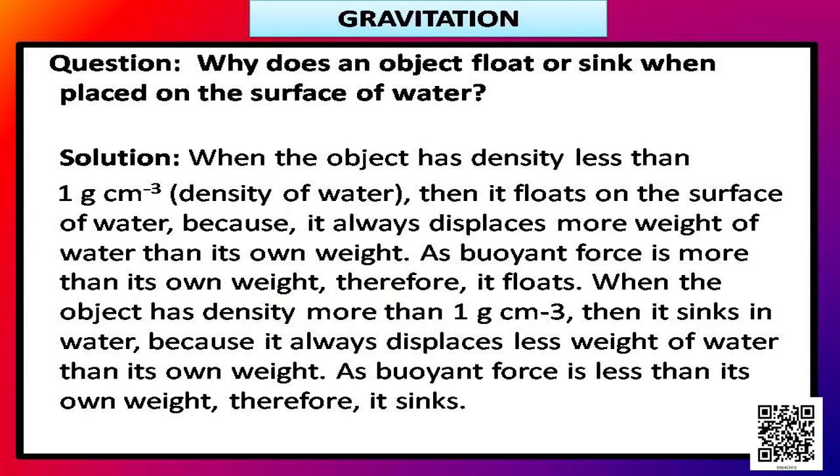The next question says, why does an object float or sink when placed on the surface of water? Let us now discuss the solution for this. Students, when the object has density less than 1 gram per centimeter cube, that is the density of water, then it floats on the surface of water because it always displaces more weight of water than its own weight. As the buoyant force is more than its own weight, therefore it floats. When the object has density more than 1 gram per centimeter cube, then it sinks in water because it always displaces less weight of water than its own weight. As buoyant force is less than its own weight, therefore it sinks. Okay? Hope you have understood the solution of the questions.